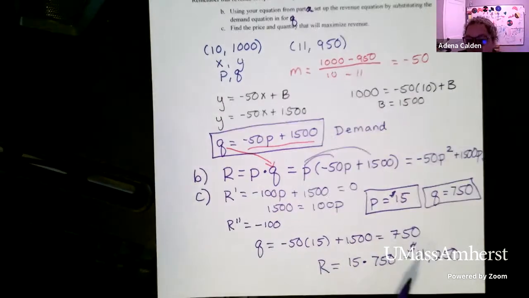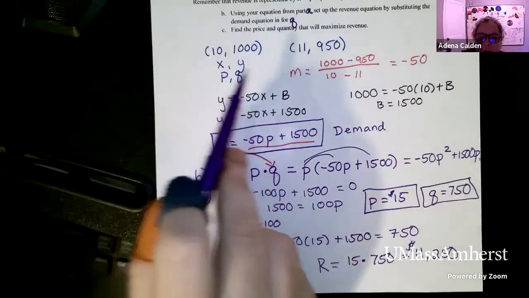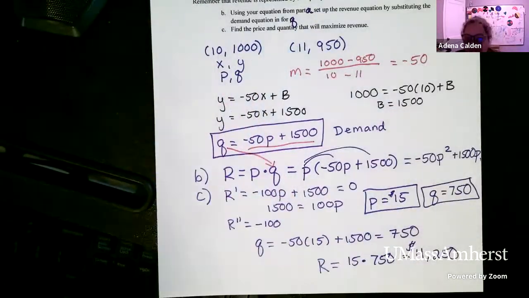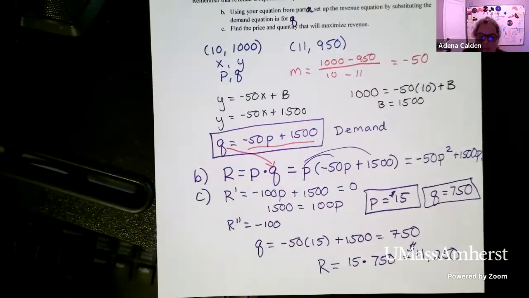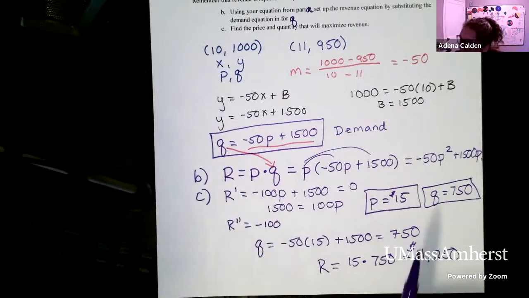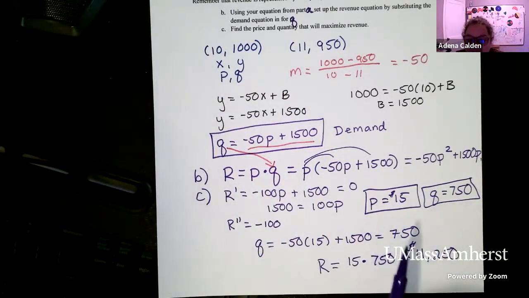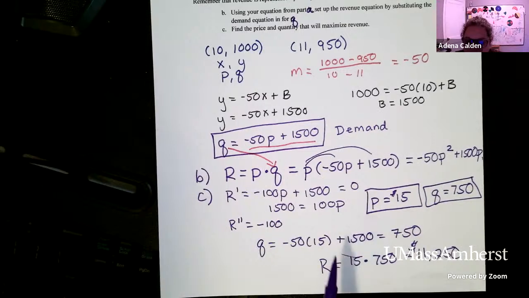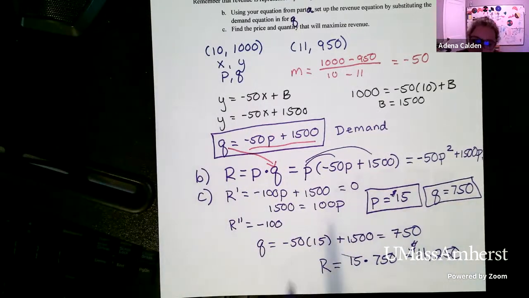And we can compare that to our sort of initial numbers here, right? If we sell tickets for $10, we sell 1,000 of them. Well, that's $10,000 if you multiply price times quantity. This is higher. So even though we're selling less tickets, we're selling them for more money. So we make a higher revenue.